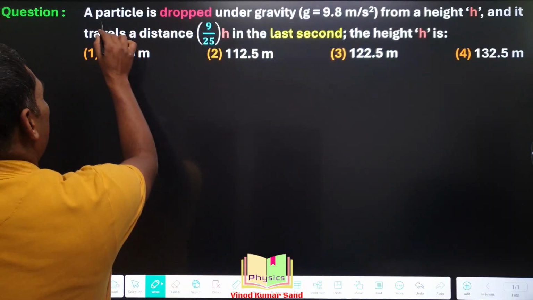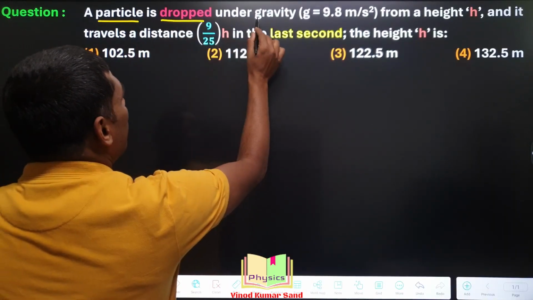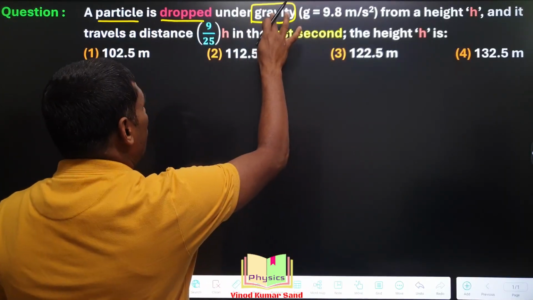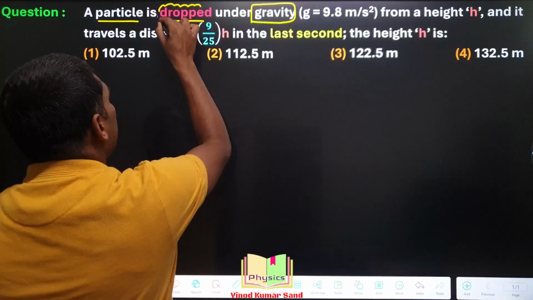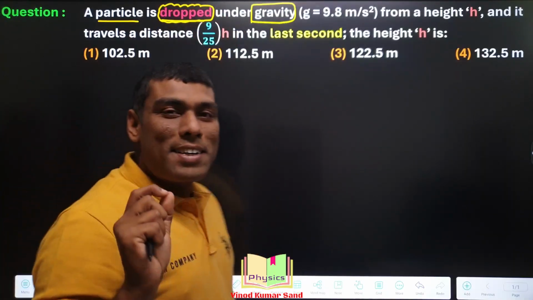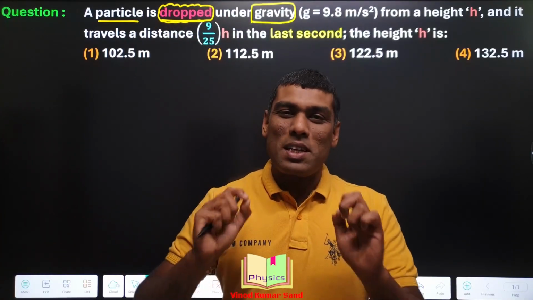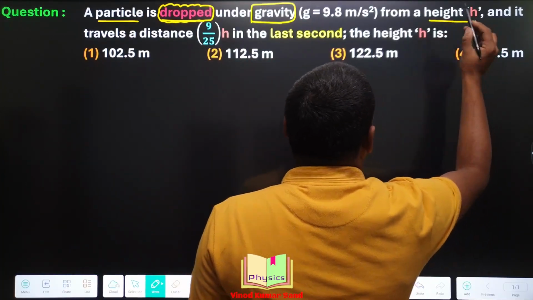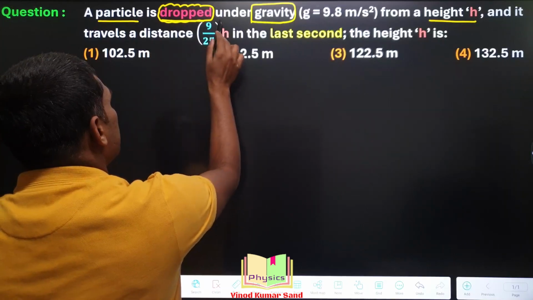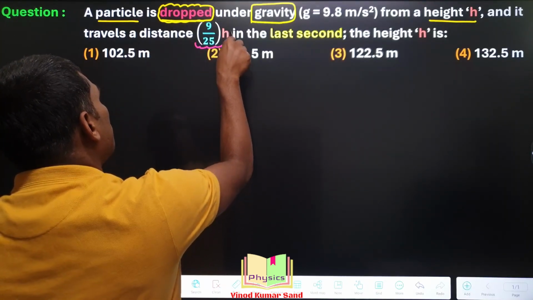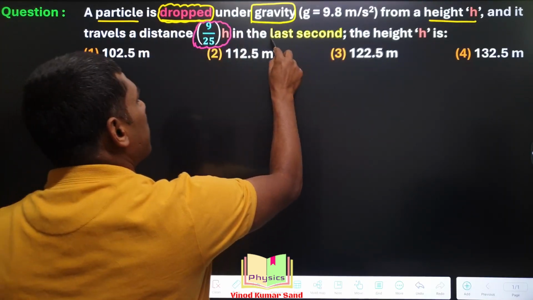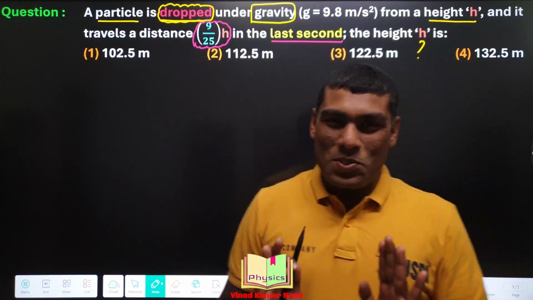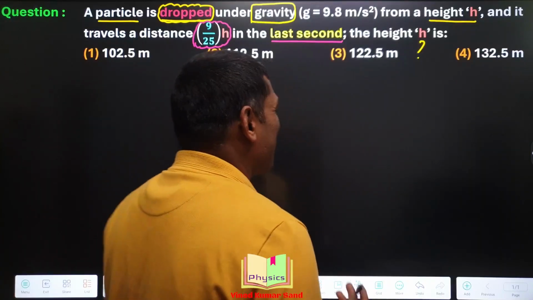So the question says a particle is dropped under gravity. We are neglecting air resistance, which means it's a case of free fall only, and the particle is released from rest, meaning at t equals 0, u equals 0, the initial speed of the particle is 0. The particle was dropped from height h and then it travels a distance 9h by 25 in the last second of its journey. Then we have to obtain the value of h. Got the question? Let's start the solution.